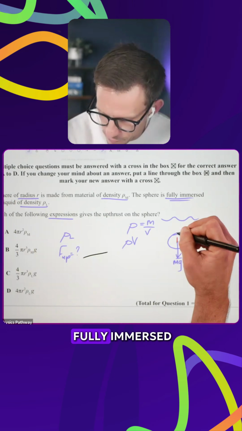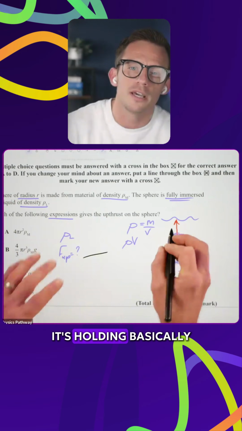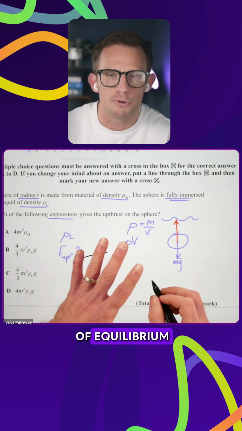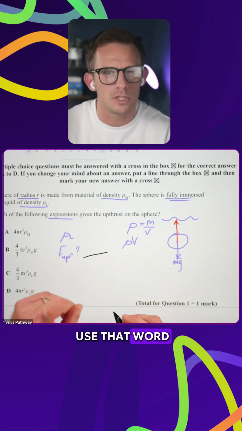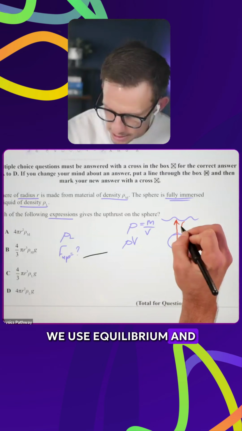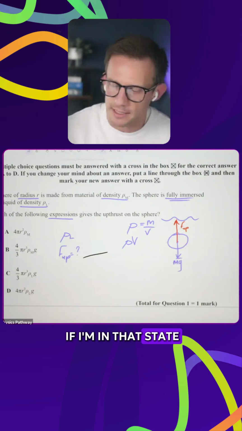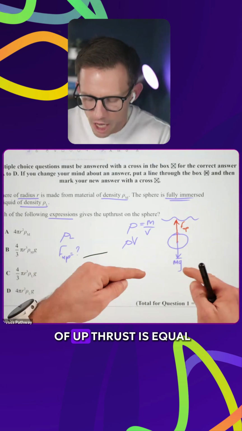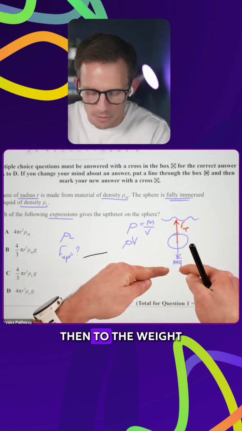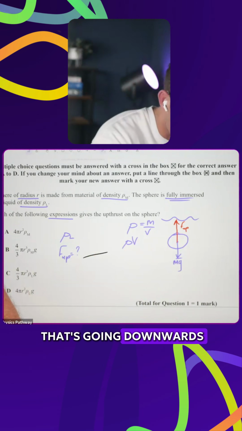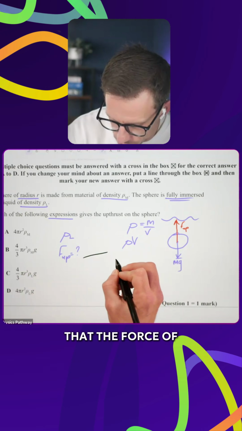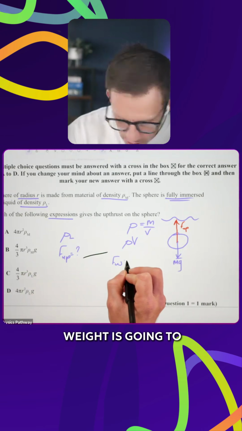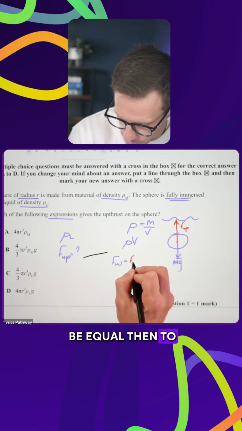And then if it's fully immersed, basically, it's in a state of equilibrium, not balance. We don't use that word. We use equilibrium. And if I'm in that state, well, then the force of upthrust is equal to the weight that's going downwards. So then now we can say that the force of weight is going to be equal to my force of up.